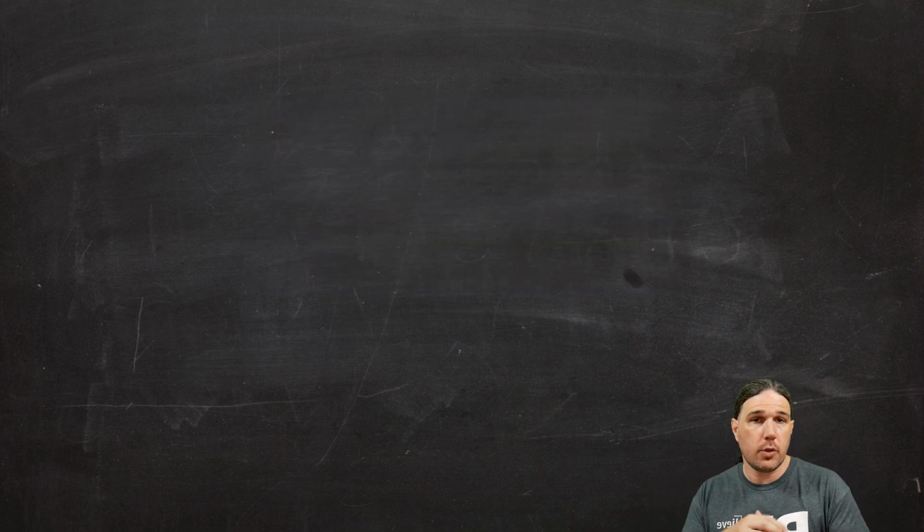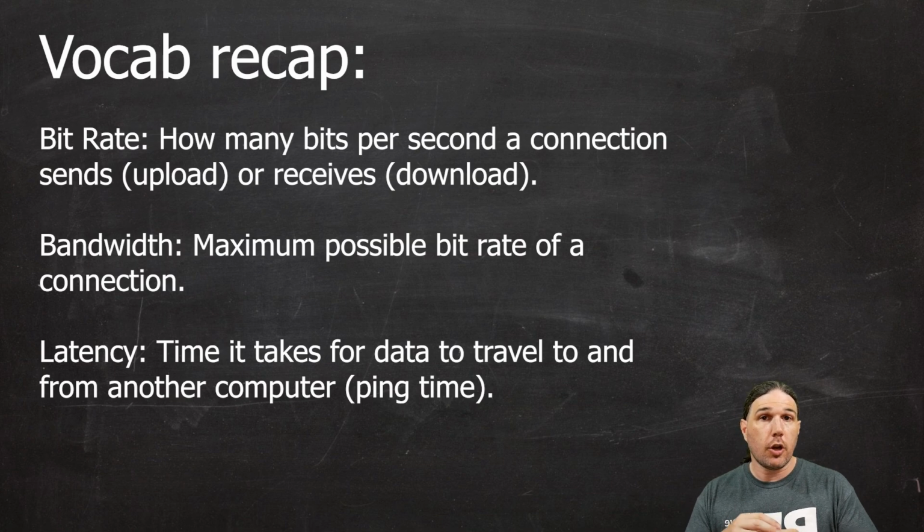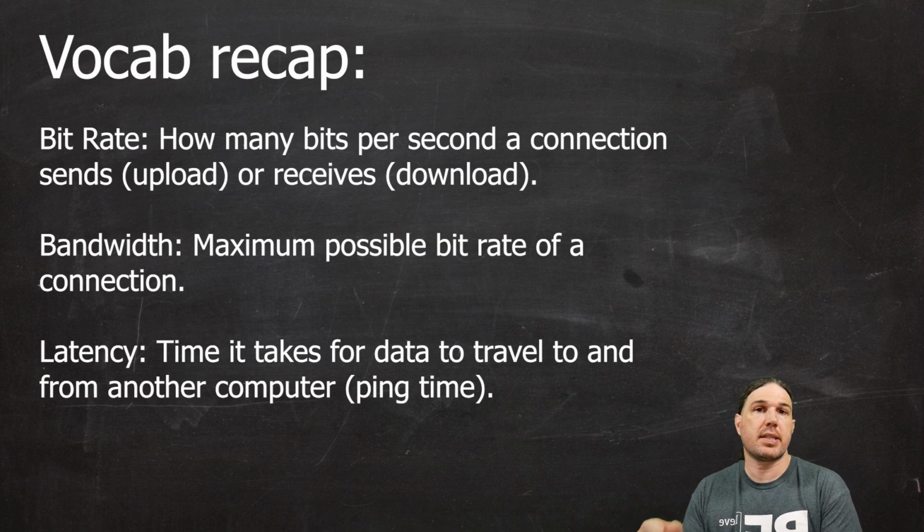Okay, before we go, let's do a quick vocab review. So bit rate is how many bits per second you are either sending, that's called upload, or receiving, that's called download. Bandwidth, instead of being the speed you're going at right now, is the maximum potential speed that your entire connection could handle. Latency measures how long it takes for a signal to go from you to where it's going and back, also called ping time. And all of these factors mix together to make your internet connection seem fast or slow or somewhere in the middle.